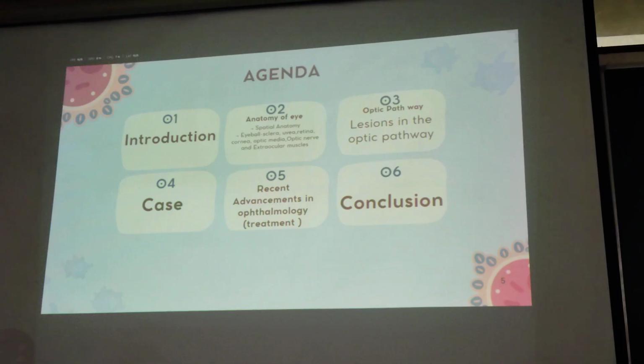The topics to be covered in this session will be: first one is introduction and second is anatomy of the eye, in which spatial anatomy, eyeball, which includes sclera, uvea, retina, cornea, optic media, and optic nerve, and extraocular muscle. The third one is optic pathway and lesion in the optic pathway. Fourth one is case, and fifth one is recent advancement in the ophthalmology treatment. Sixth one is conclusion.